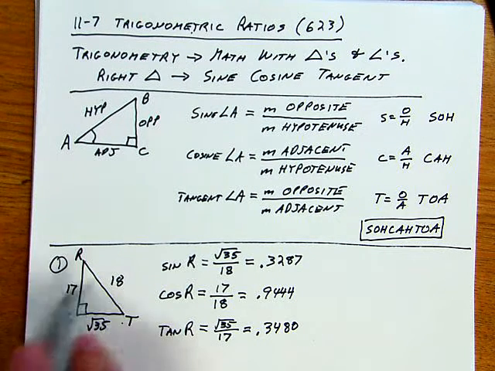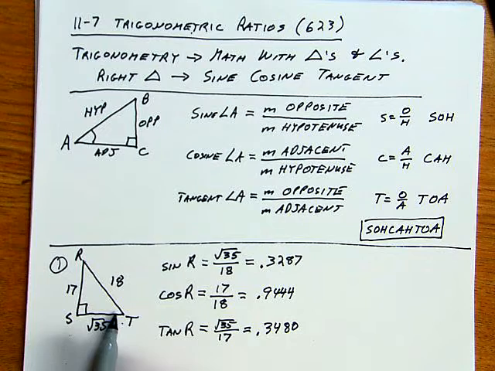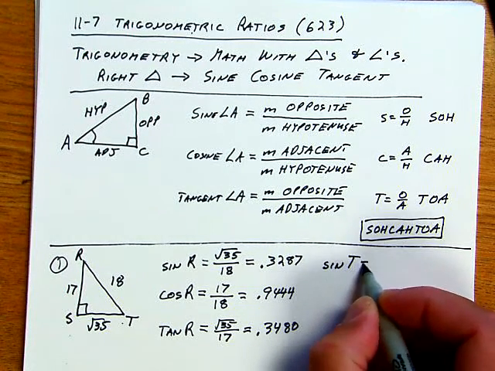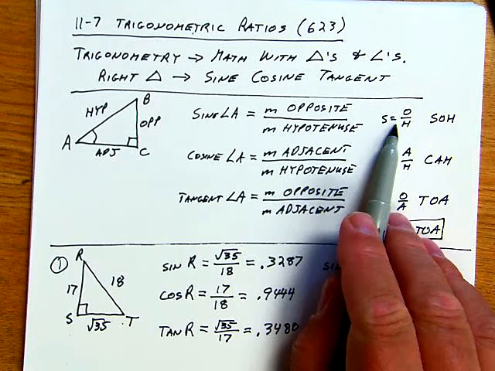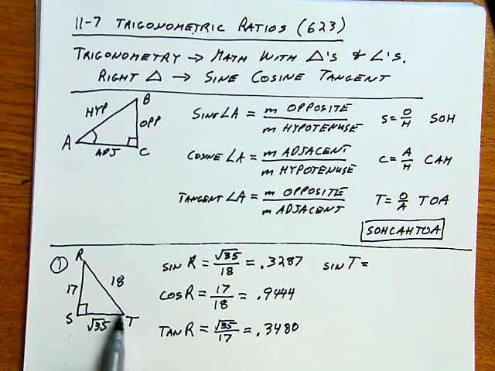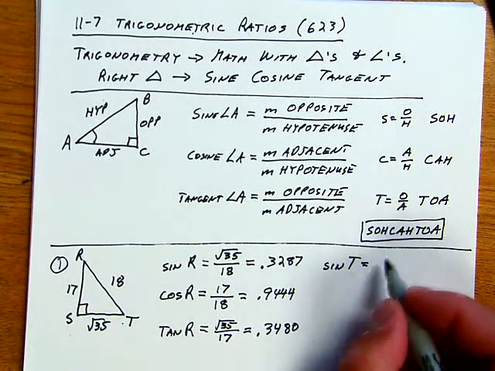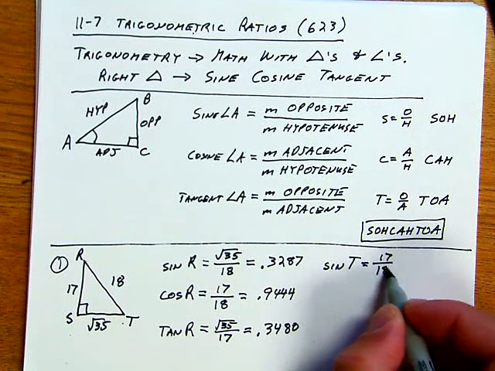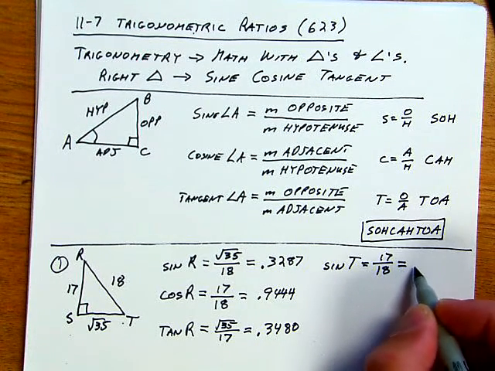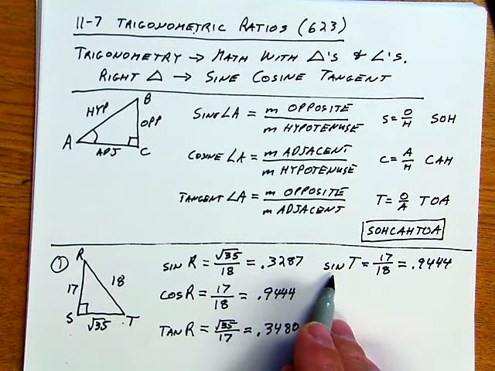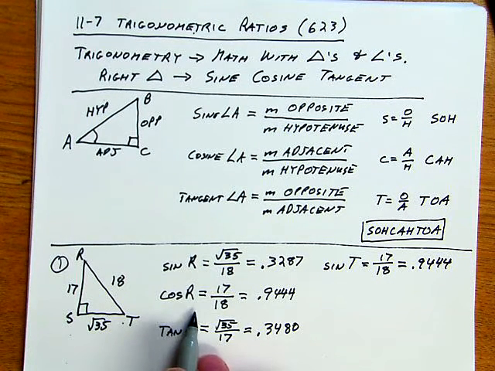Okay, now that we've done R, let's now do T. Let's do the sine of T. The sine is still opposite over hypotenuse, but now the opposite of T is 17. So 17 over the hypotenuse 18, still the same hypotenuse. And that gives us 0.9444. You'll notice that this sine and this cosine are the same.